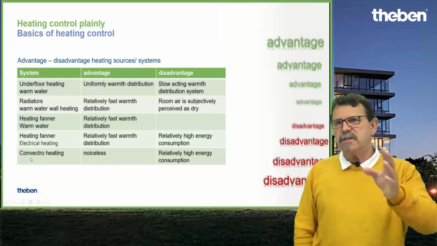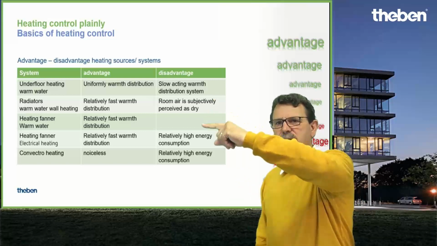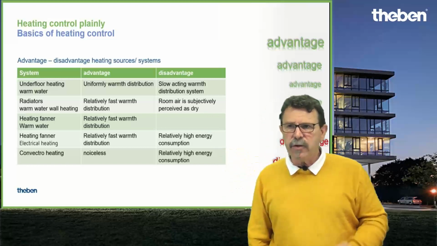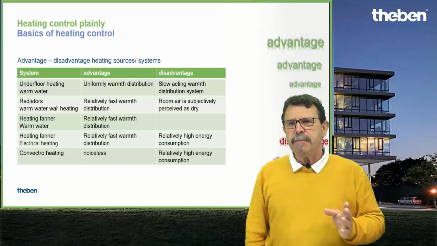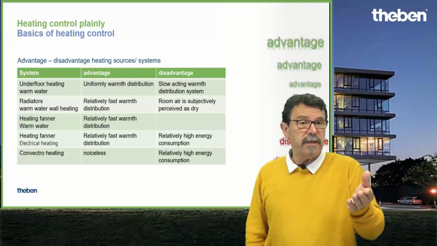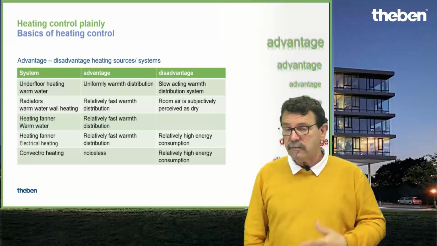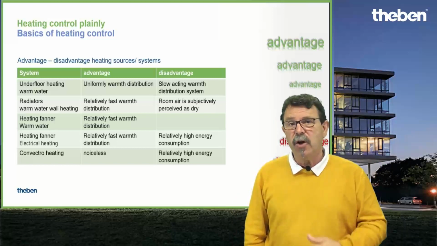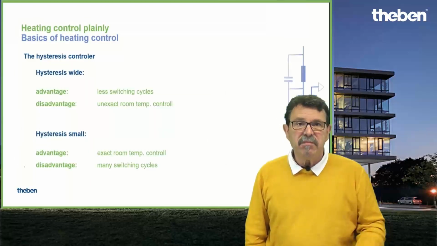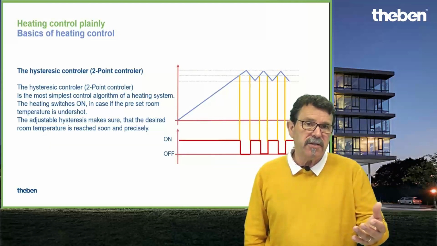You see here some advantages and disadvantages compared between underfloor heating, radiators, warm water fan heaters, or convector heatings. You see the advantages and the disadvantages here. And this finally has to be decided by the architect: what is best in order to heat up such a room or building, and what is the best way to control it or to energize it. Probably you know the advantages, and you have to decide what is best in this case.